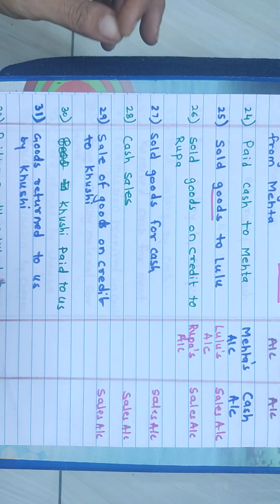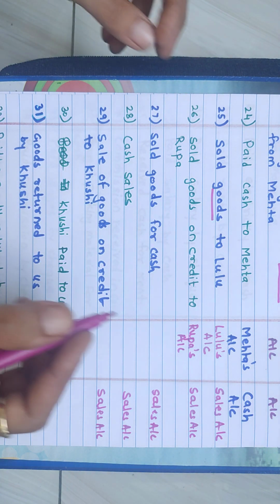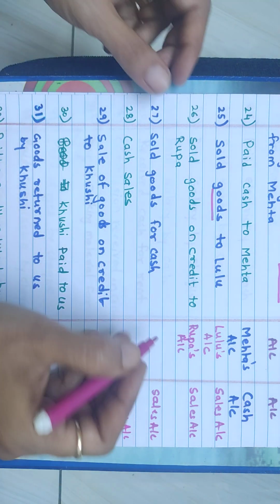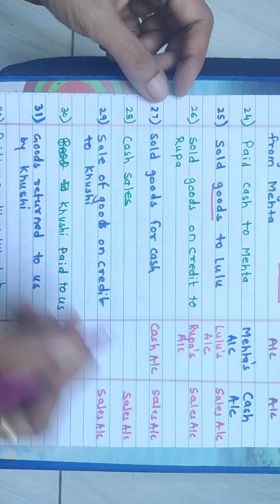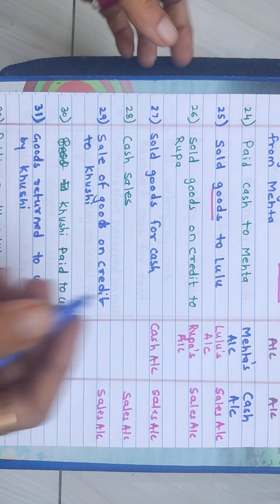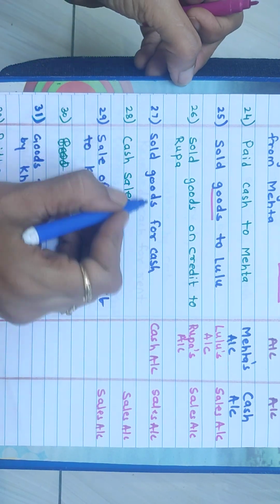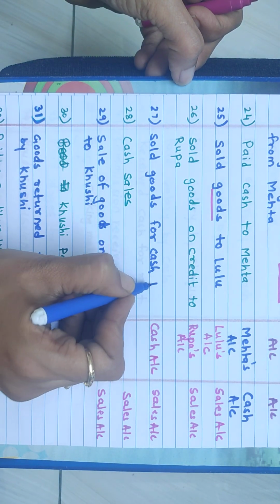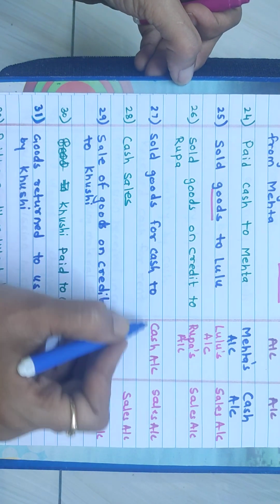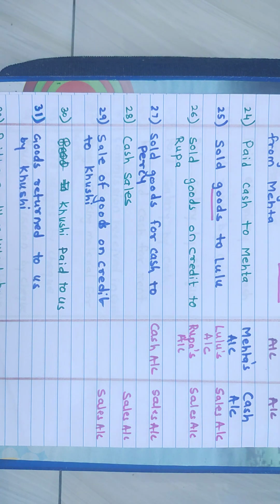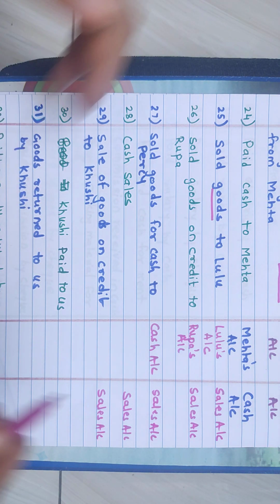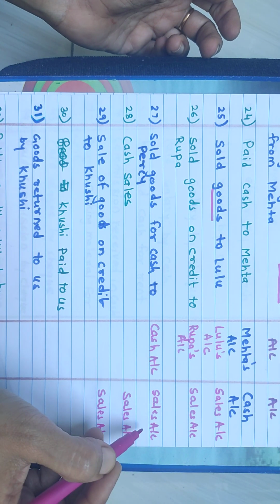Now sold goods for cash. Here which account will be debited? What comes into the business? Cash comes into the business. See student, suppose here some name is also given. Sold goods for cash, suppose it is given to Percy. Then also the entry will be the same. Which account is debited? Cash, and sales account is credited.